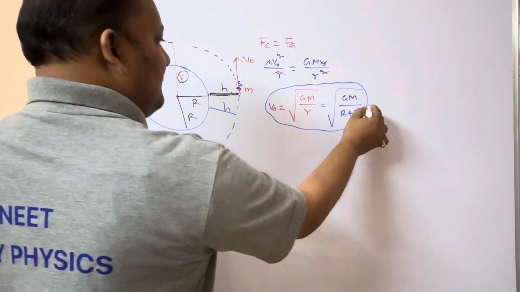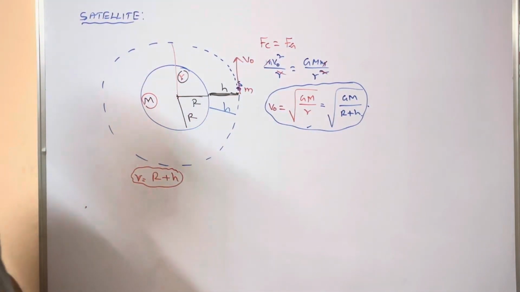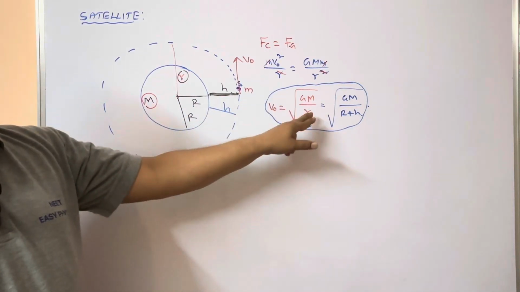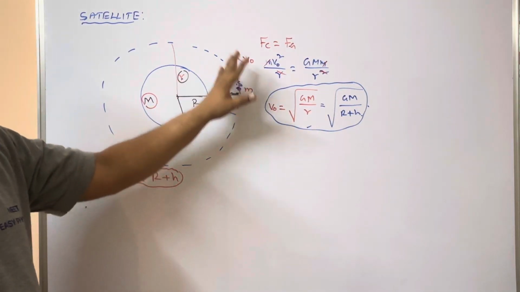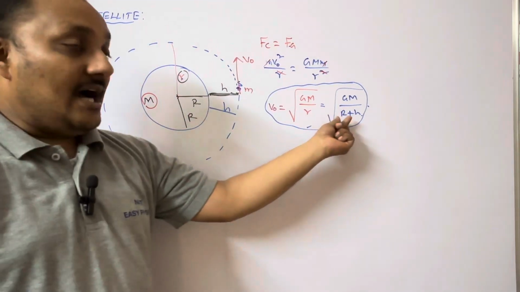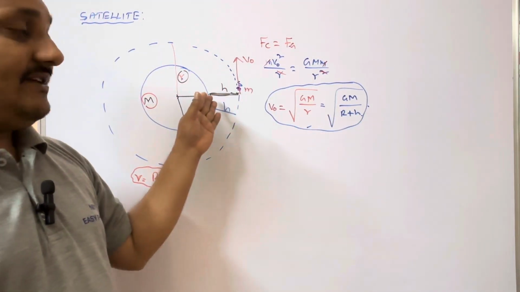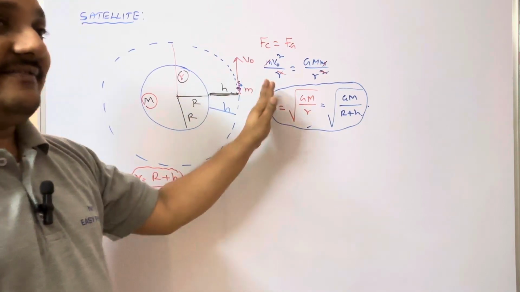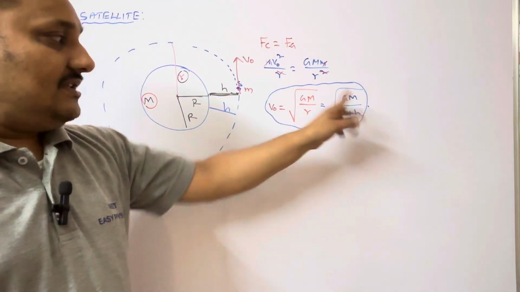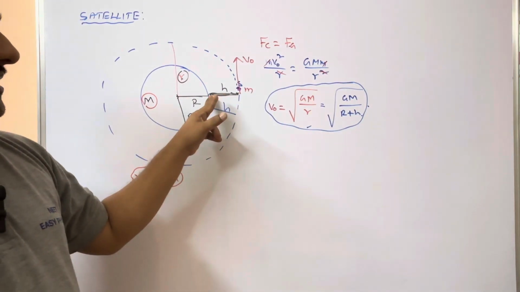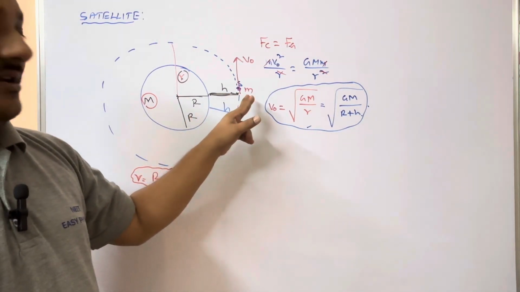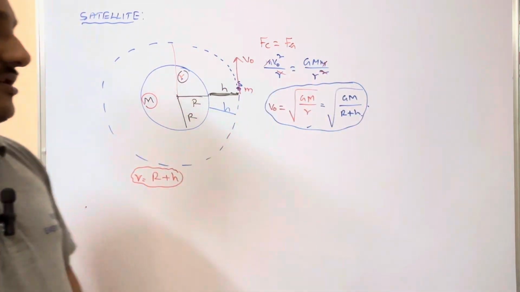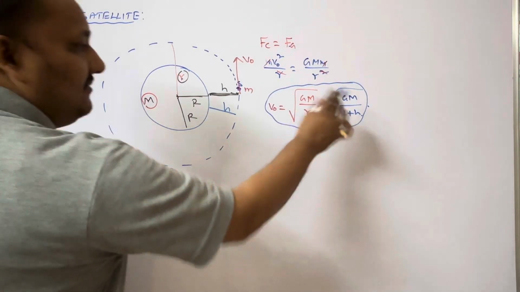So when you have to use this formula, many students get confused whenever they are writing it. GM by small r, where small r is the radius of the orbit if they have given. Sometimes they will say the satellite is revolving at some height from the surface of the earth or the planet. At that time you have to use r plus h. For example, from the surface of the earth it is at a height 2R, where R is the radius of the earth. At that time h we have to take as 2R. So don't get confused with small r and capital R.